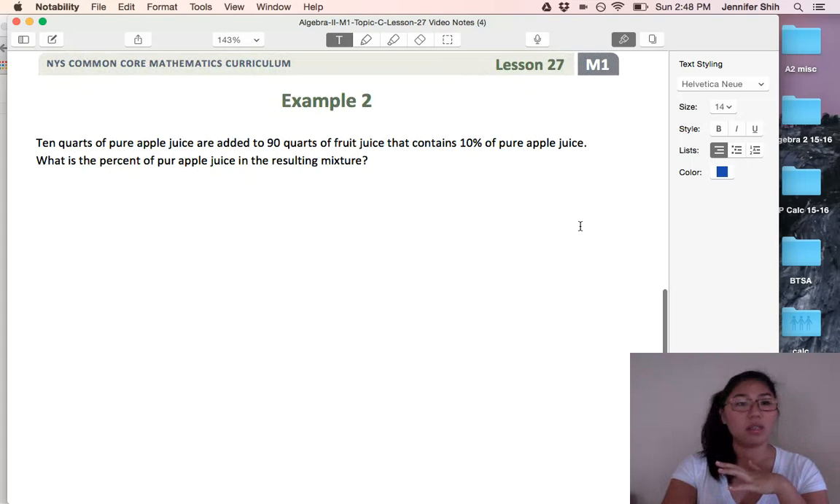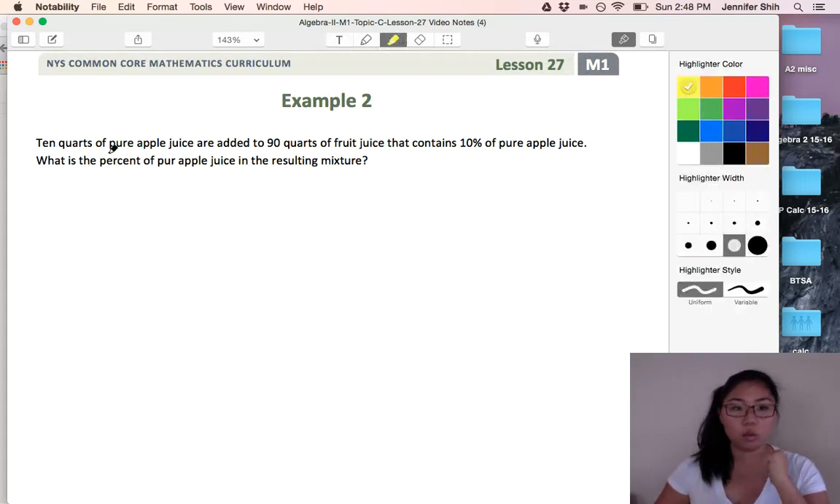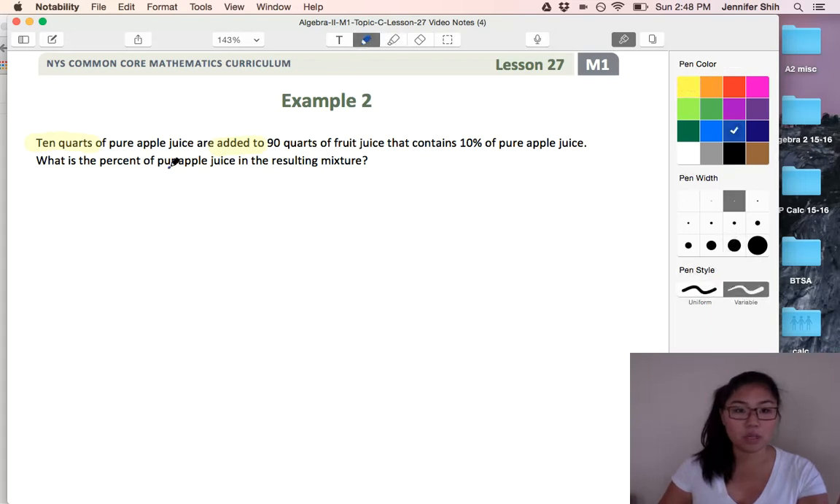Example 2. 10 quarts of apple juice. Wait, let me get my highlighter. 10 quarts of apple juice, 10 quarts, that's a number, are added to, that sounds important, 90 quarts of fruit juice that contain 10% of pure apple juice. What is the percent of pure apple juice in the resulting mixture?